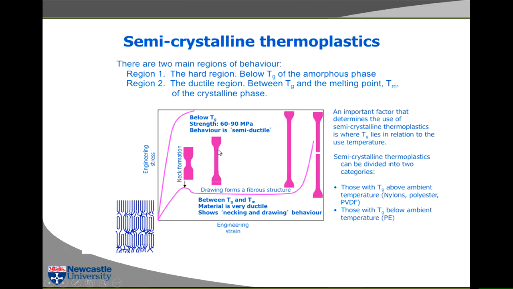I'm sure you've probably done this yourself. If you take bits of polythene and pull them, you see what happens. The neck propagates all the way along the sample until all of the sample is necked. Now that material is actually quite strong, because for instance, if the cross-sectional area here changes by say a factor of 4, then the true stress is about 4 times higher than that.